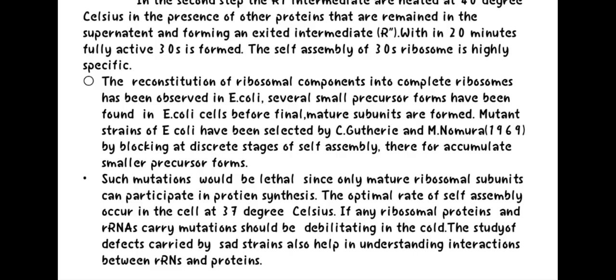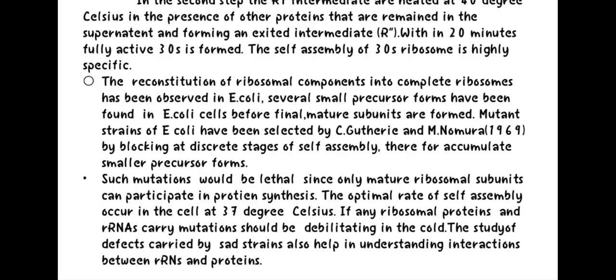The reconstitution of ribosomal components into complete ribosomes has been observed in E. coli. Several small precursor forms have been found in E. coli cells before final mature subunits are formed. Mutant strains of E. coli have been selected by Nomura and colleagues, blocking at several discrete stages of self-assembly. Therefore, they accumulate smaller precursor forms. Such mutations would be lethal since only mature ribosomal subunits can participate in protein synthesis.